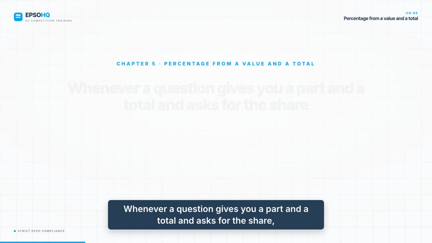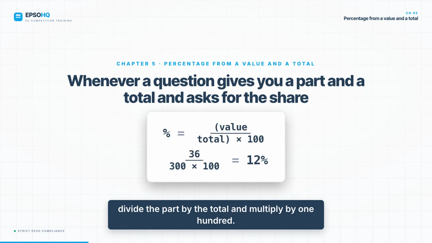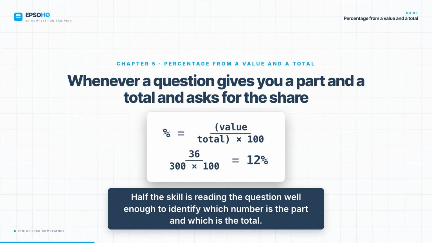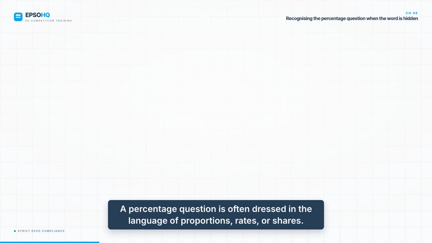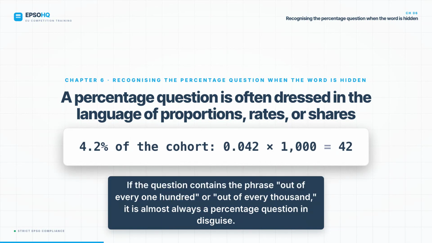Whenever a question gives you a part and a total and asks for the share, divide the part by the total and multiply by 100. 36 shares out of 300 is 12 hundredths, which is 12%. Half the skill is reading the question well enough to identify which number is the part and which is the total. A percentage question is often dressed in the language of proportions, rates, or shares.